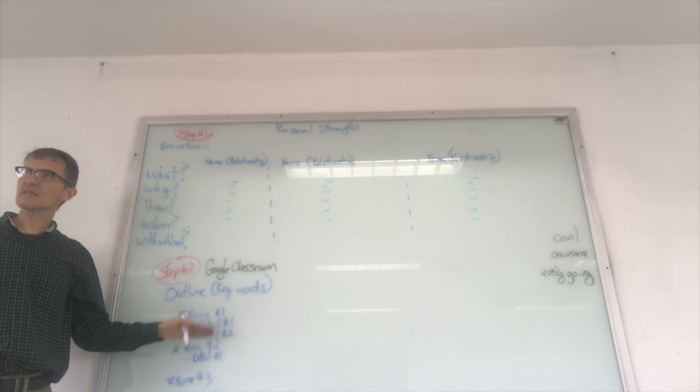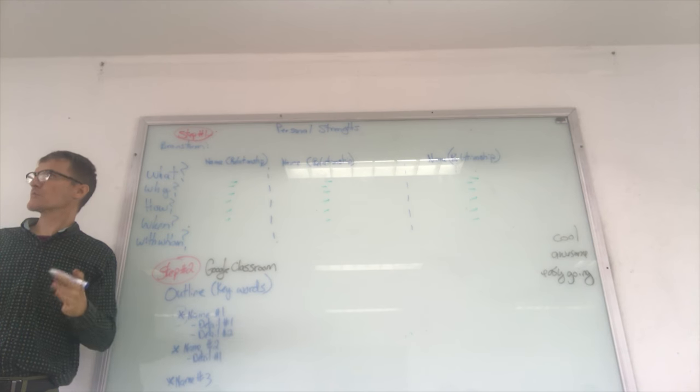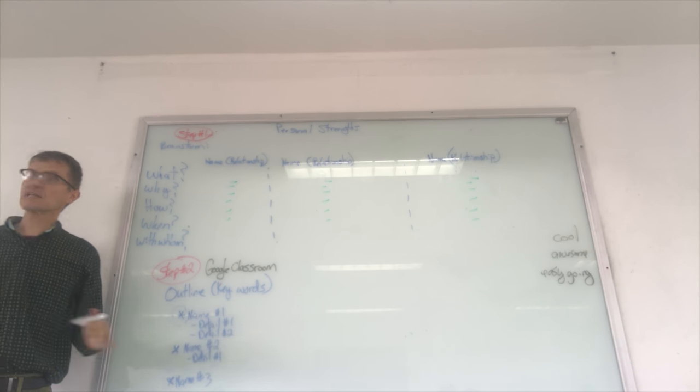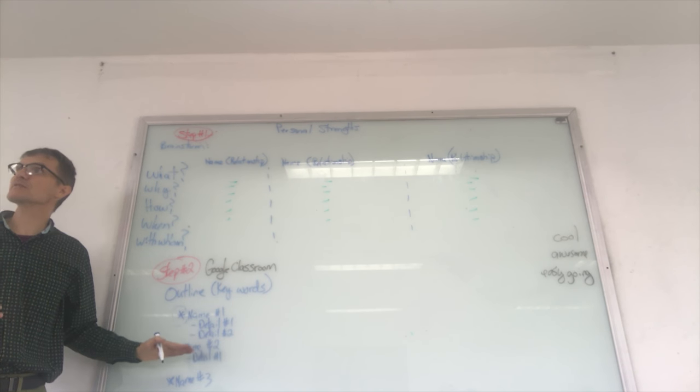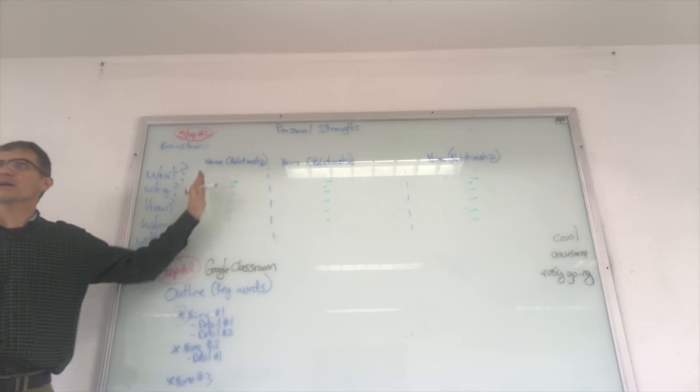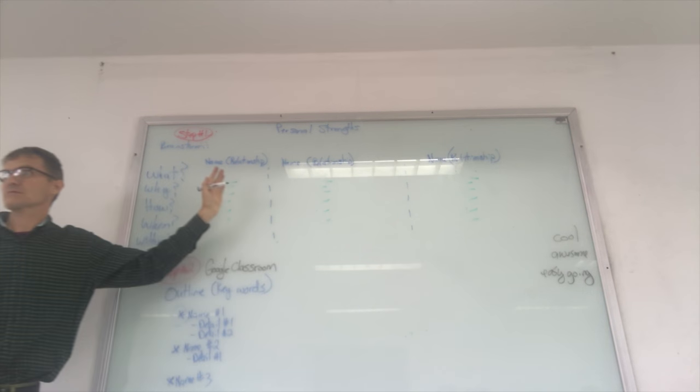Don't worry about which detail comes first. Don't worry about organization. Just get as many details as possible in your outline and in your brainstorming lists.